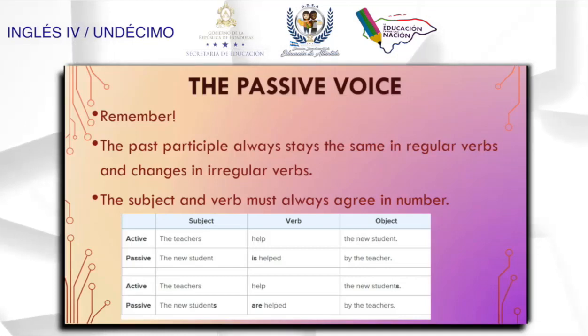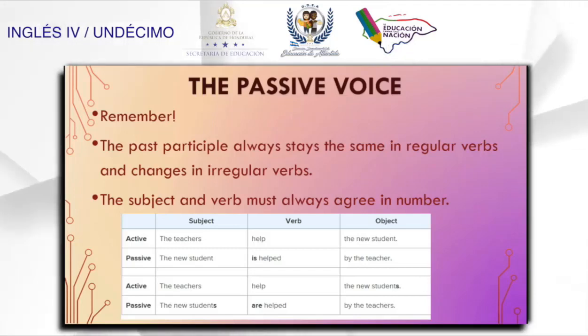Let's look at the chart. Here we have an active and passive sentence. The active sentence: the subject is the teachers, the verb help, and the object the new students. The teachers help the new student.